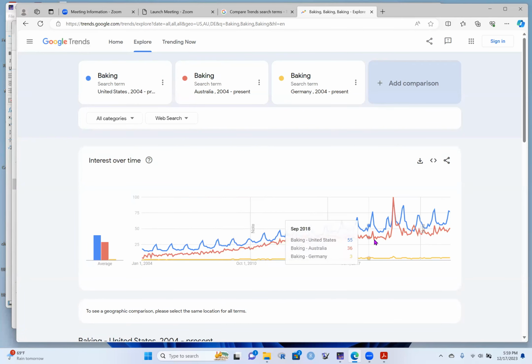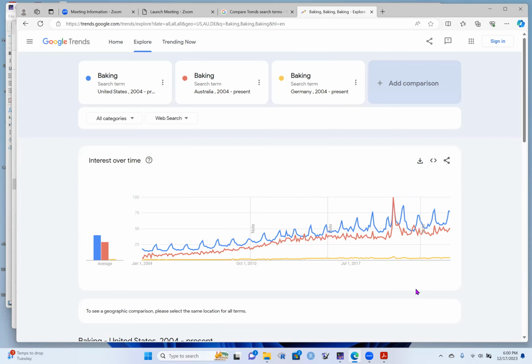There's not such regularity in Germany. We see some peaks. Let's see when those happen in Germany, but there it seems more like a random fluctuation in the interest in baking. And I'm sorry, the second one will be Australia. Let's see, Australia, okay. And interest in Germany is this little peak again. The only peak we can identify is the pandemic.